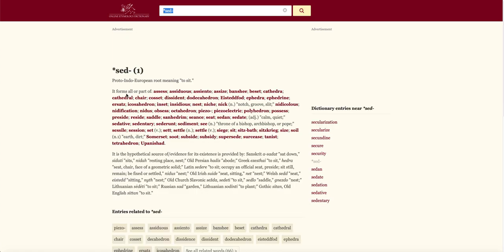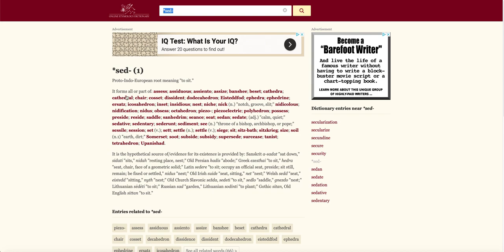Okay, said. Let's see. Sit, nest, rest in place, abode, sat down. See, we're talking about this abode of God. A seat, a chair at the table, maybe. Face of geometric solid. Okay, preside. This is making me think even of Haiti at some point in time. Sit still, fixed, settled, seat. See, grafted in, is this maybe?